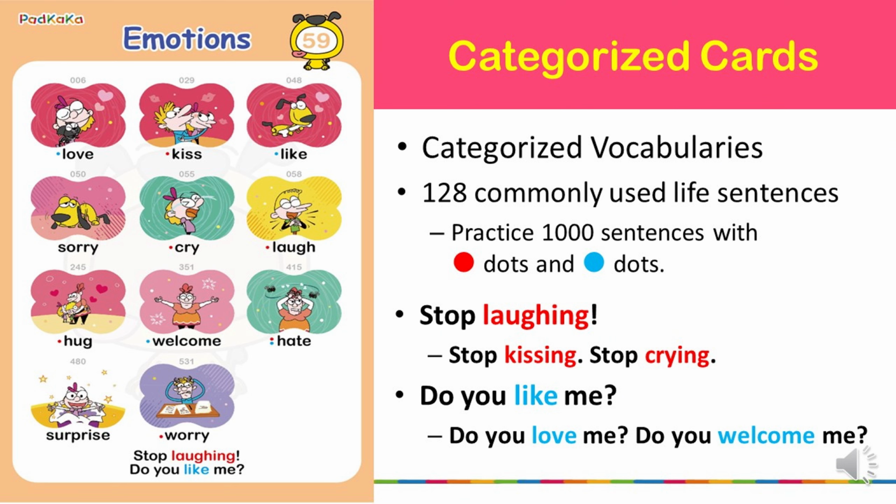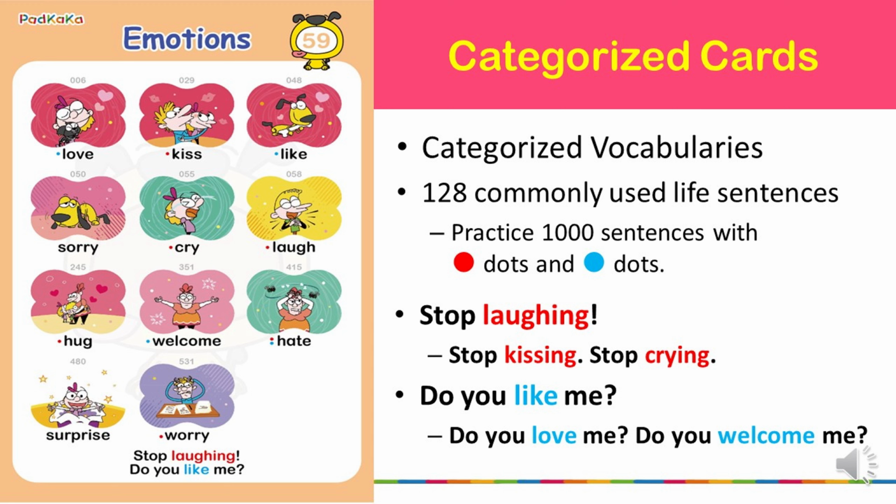For example, this is the emotion category card. There are 2 sentences below it. For instance, there is "stop laughing" below it. The word laughing is in red, so you can look at the top and see if there is a red dot. If there is, you can replace the word laughing and say, stop kissing, stop crying.